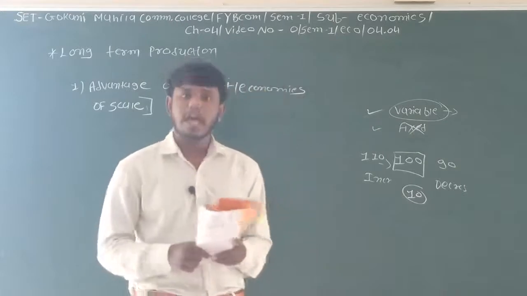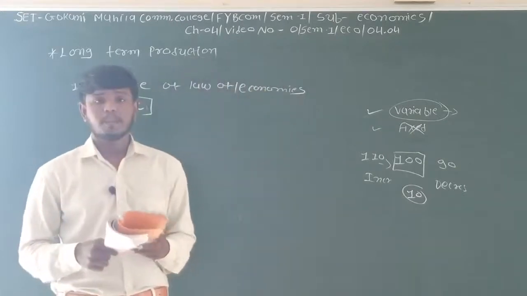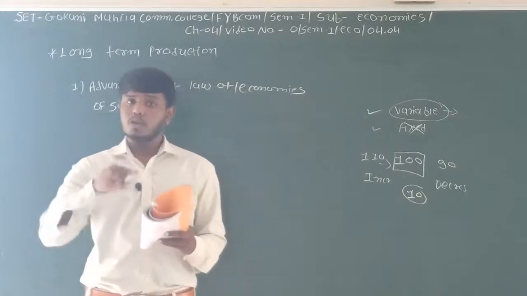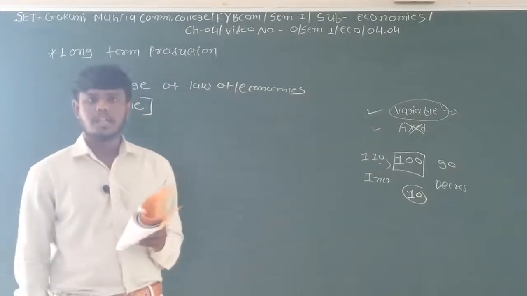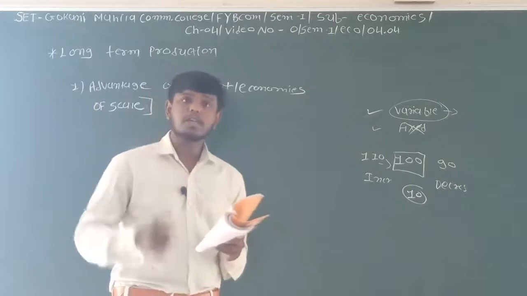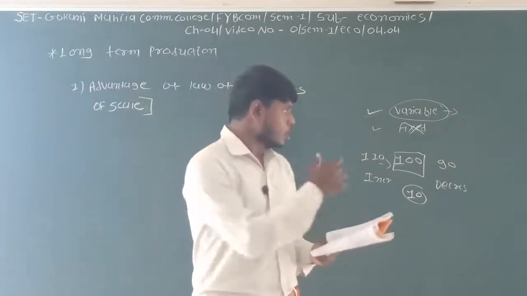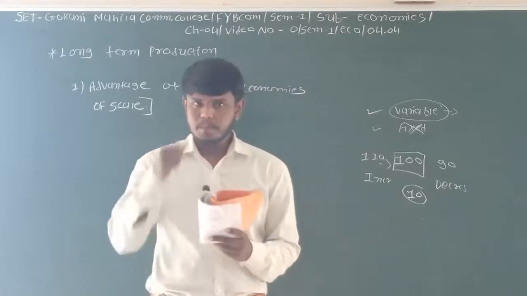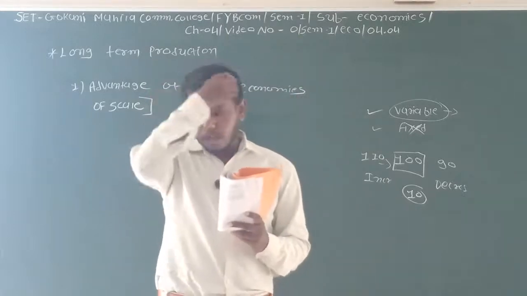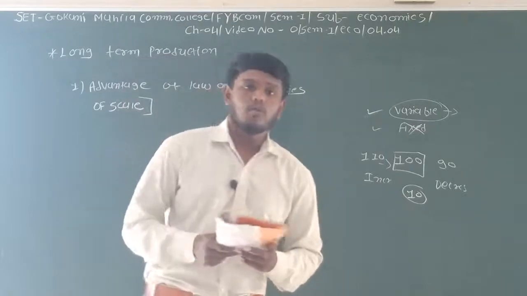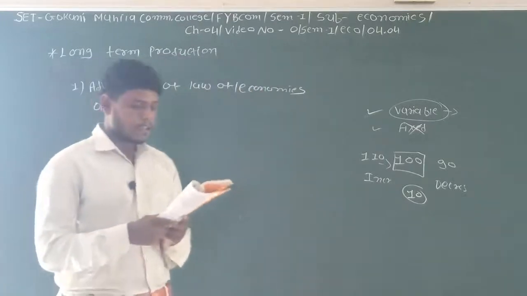When your demand is high, you can increase the factors of production in the production system, and when your demand is in a decremental state, at that time you can decrease the factors of production in the given production system. This is explained in the law of economies of scale.